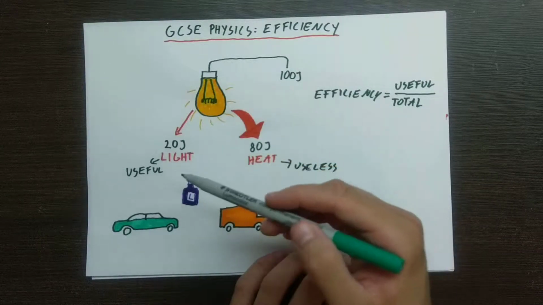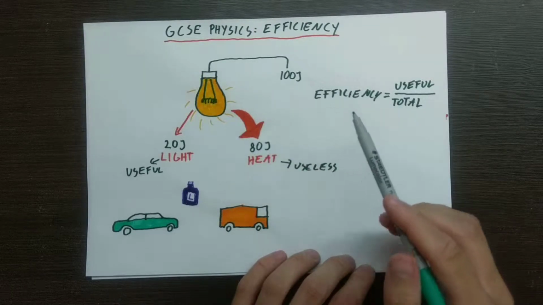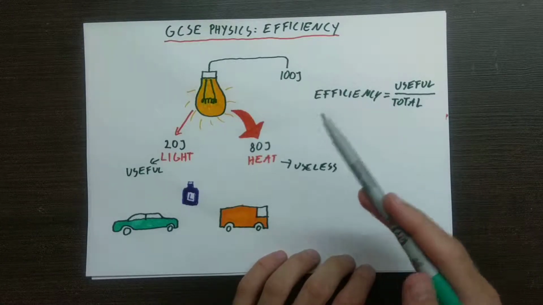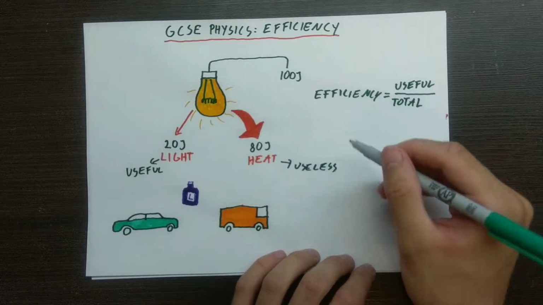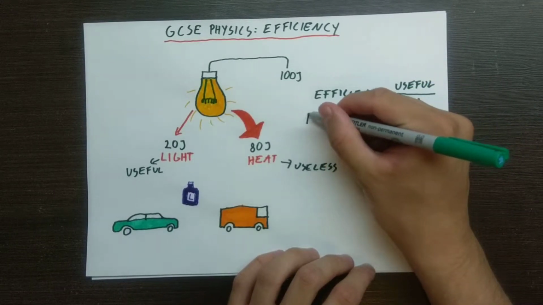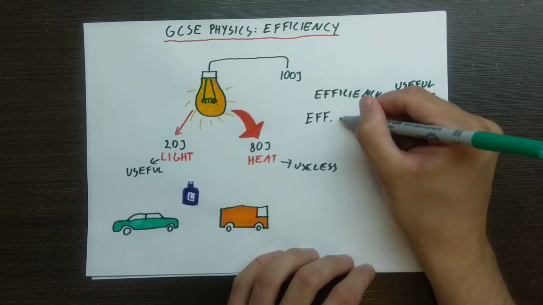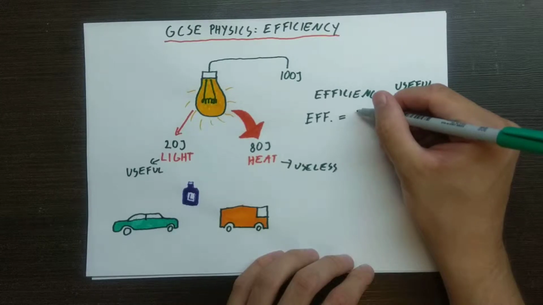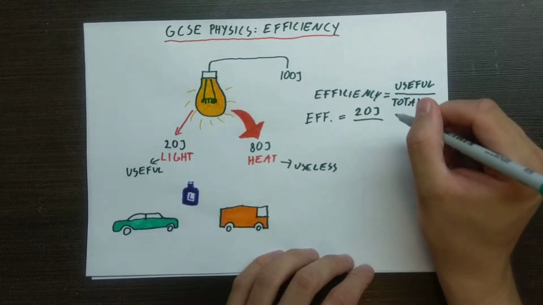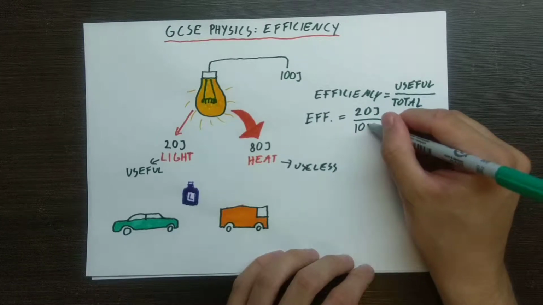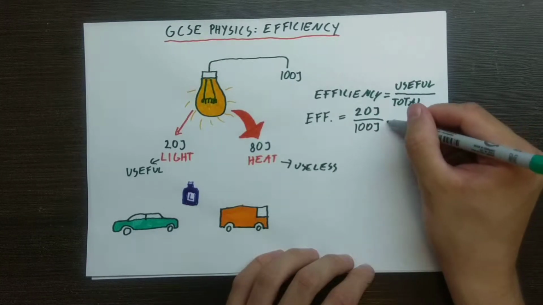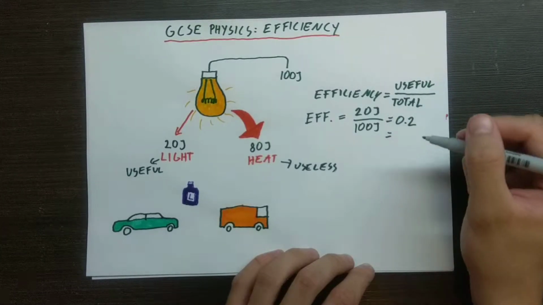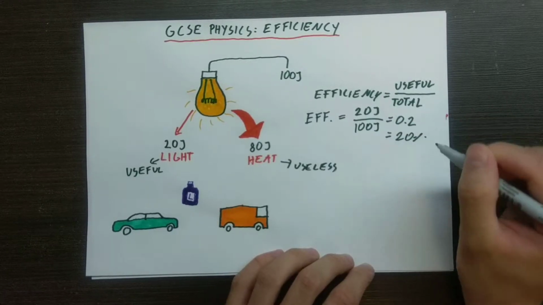So essentially, long story short, we are taking a ratio of that useful energy to the total energy, and that's simply how we measure efficiency. So, for example, here we would have efficiency. I'm going to shorten it like so. In this case, our efficiency would be 20 joules of output divided by 100 joules of input. So, efficiency would be 0.2, or in other words, it would be 20%.